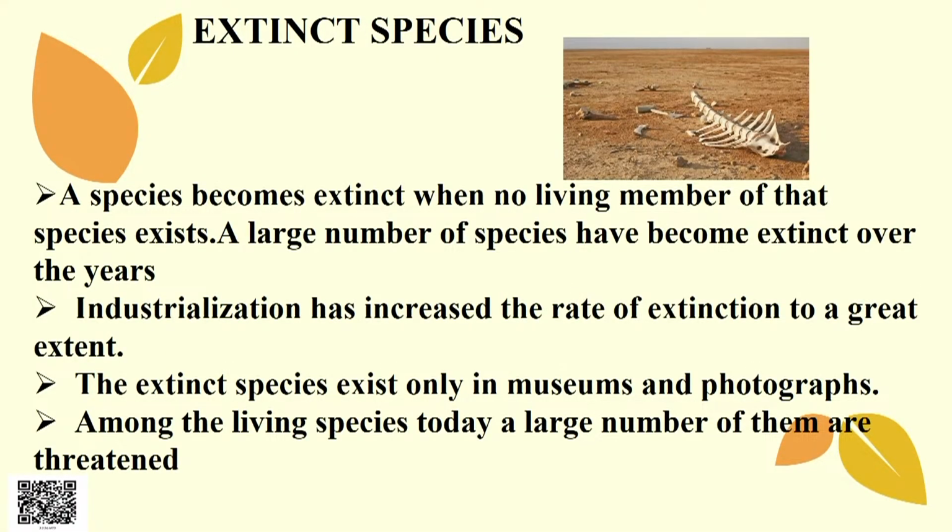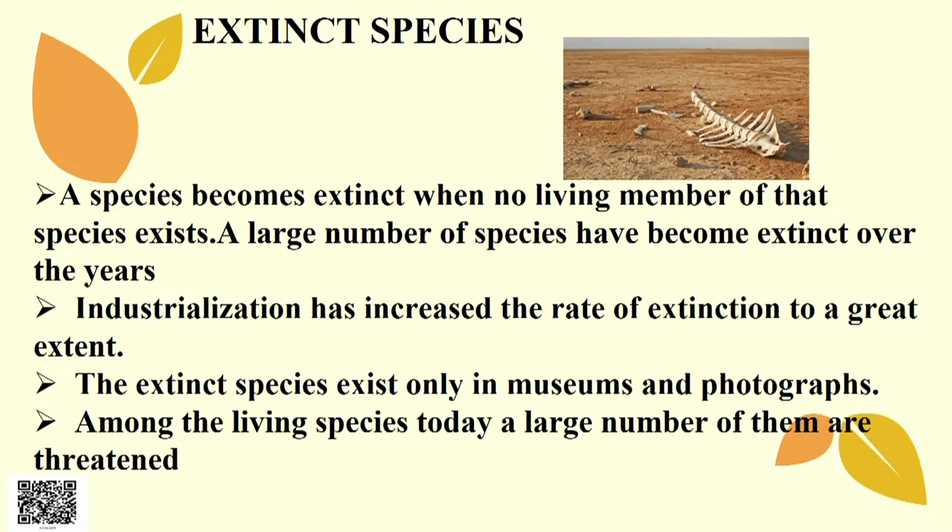So several species are lost due to biodiversity loss or deforestation. There are species we have lost, and these are known as extinct species. A species becomes extinct when no living member of that species exists, and a large number of species have become extinct over the years. Industrialization is a major cause that has increased the rate of extinction to a great extent, and extinct species exist only in museums and photographs.